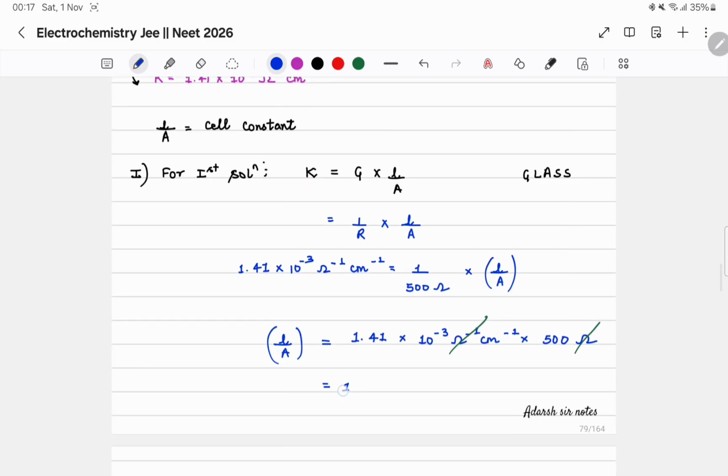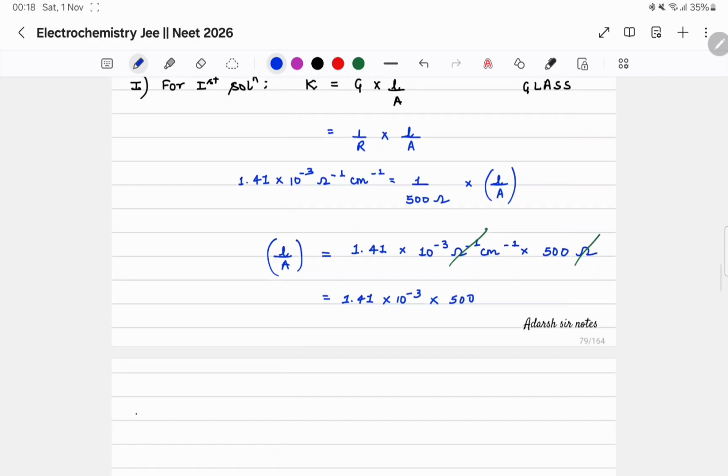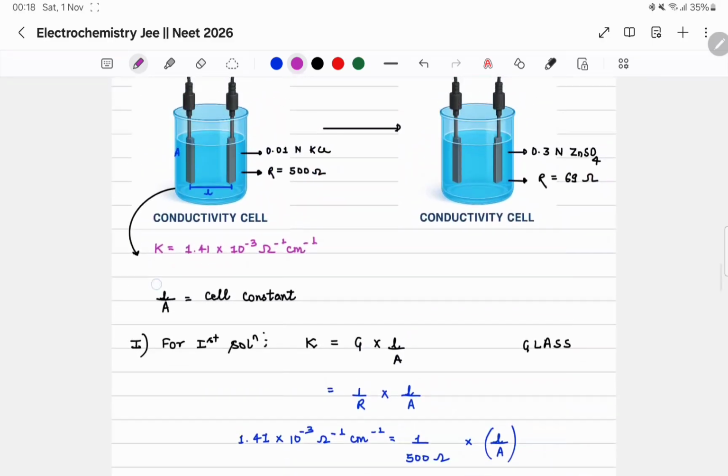So 1.41 into 10 to the power minus 3 into 500 comes approximately 0.705. This is a calculation part; you can check whether it is right or wrong. So that will come 0.705. If we talk about the unit, be aware what is left: only centimeter inverse. So I have calculated the cell constant, 0.705 centimeter inverse.